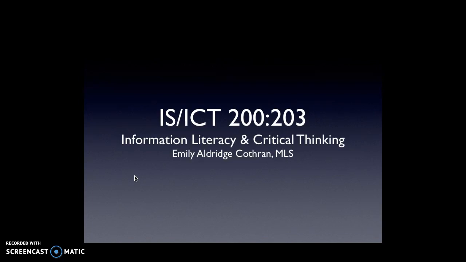If you see this course listed as IS or ICT, it's cross-listed often. Just know that you're in the right place. You'll also see my name as Emily Aldridge or Emily Aldridge Cothran or Emily Cothran, and that's because I got married during the time that I was working with UK, and sometimes things get a little confusing for them, but please know either of those versions is a way to get in touch with me.